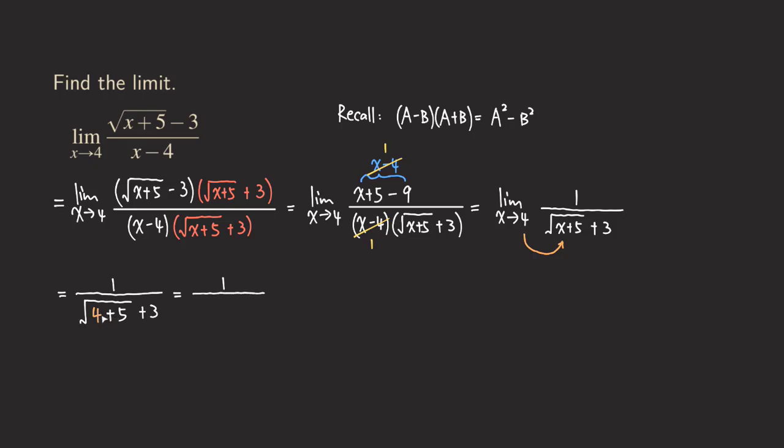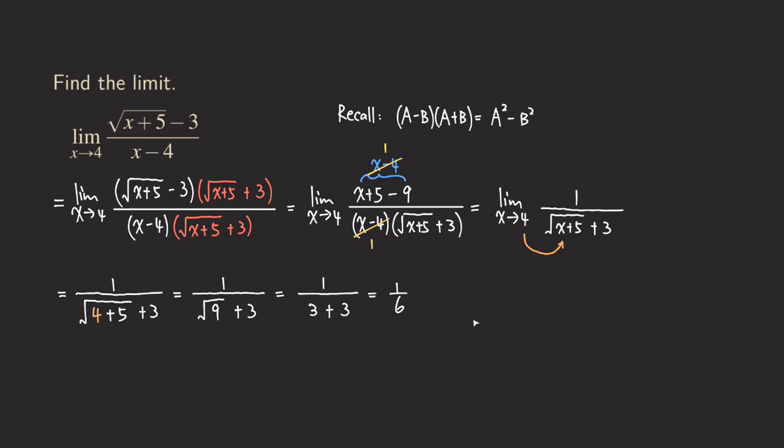and what do we get here? We get 4 plus 5, we get the 9 inside the square root, so we get 9 inside the square root plus 3, and then we are going to just continue with the calculation. So we have what? This is square root of 9, so we get 3 plus 3, so we are going to just get 1 over 6. So that is the answer.